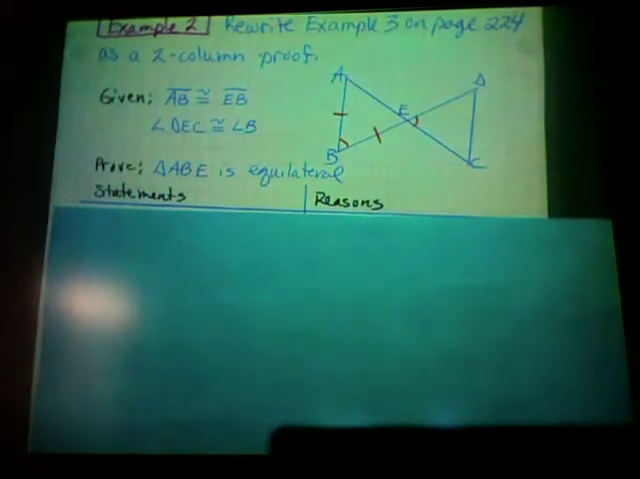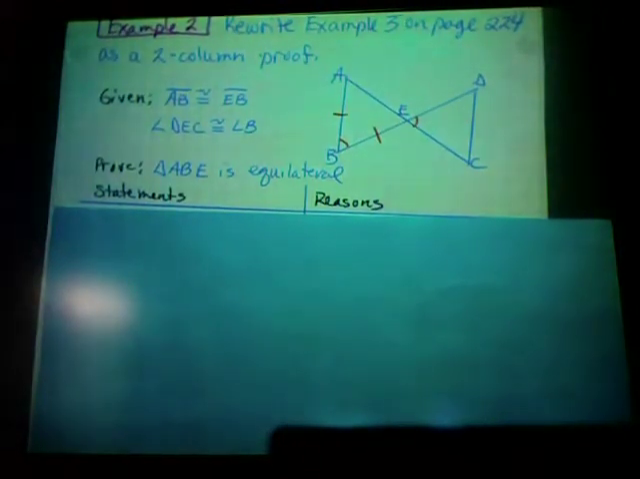Are both angle markers, the arc marks, in the triangle that we're trying to prove is equilateral? No. But what else, just looking at that picture, could you prove? Before I show you the statements, what else could we prove? Jade?